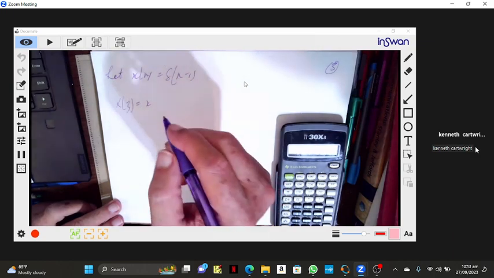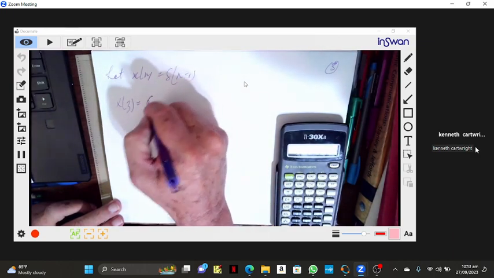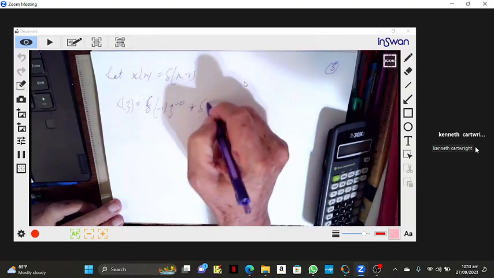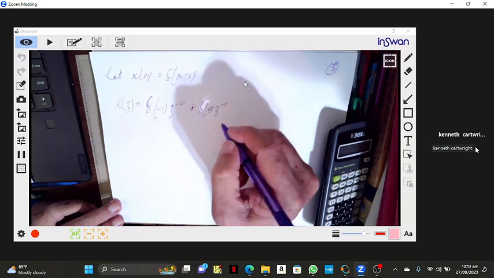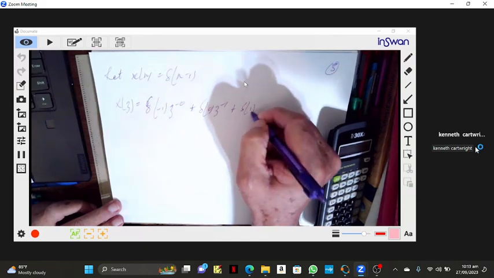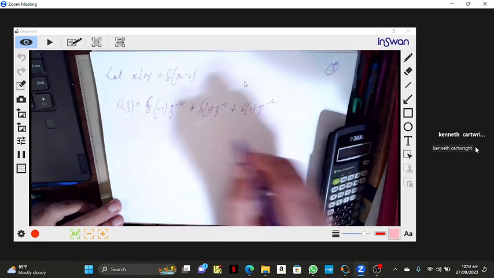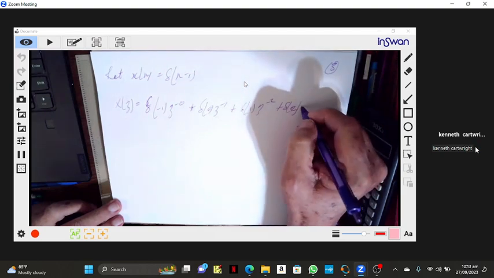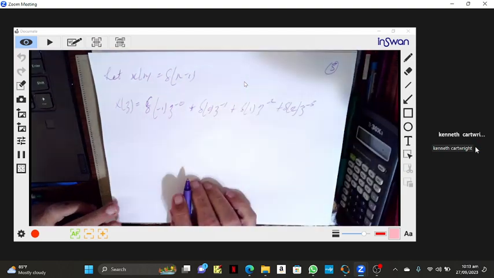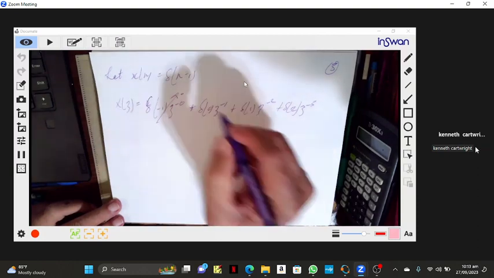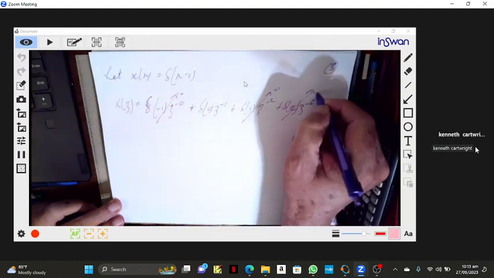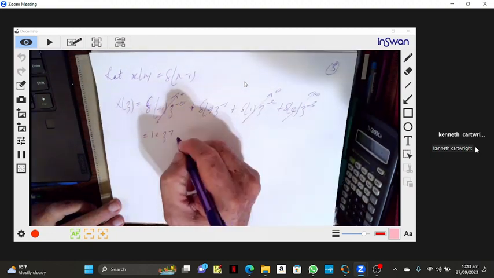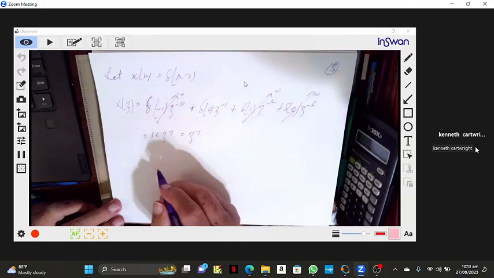So this will be delta of -1, z^-1, plus delta of 0, z^-1, plus delta of 1, z^-2, plus delta of 2, z^-3. And again, that's 0, that's 0, that's 0, and that's 1 times z^-1, or just z to the power of -1.